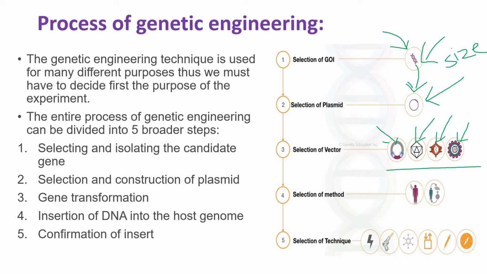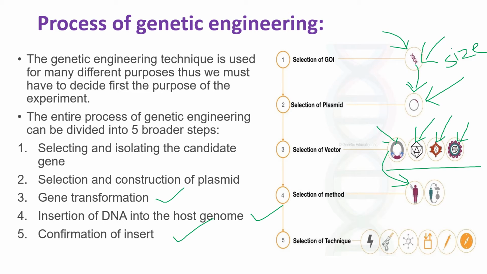Then third thing is gene transformation. You will insert that particular vector directly into a host organism. Okay, directly host cells or host organism. So gene transformation is done. Insertion of DNA into the host genome is done. And then finally confirmation of insert is done.